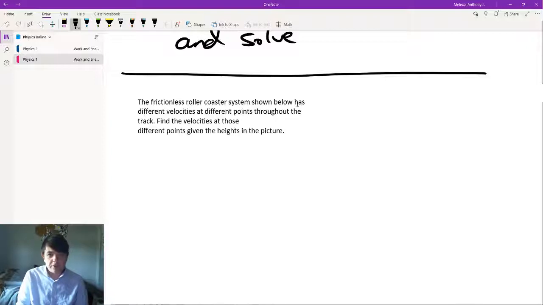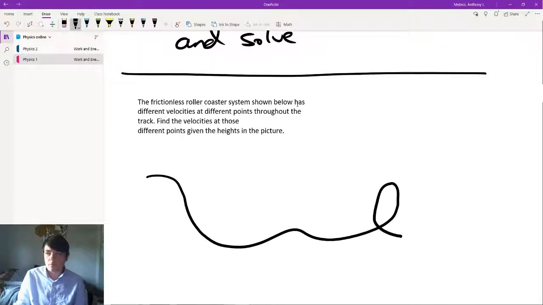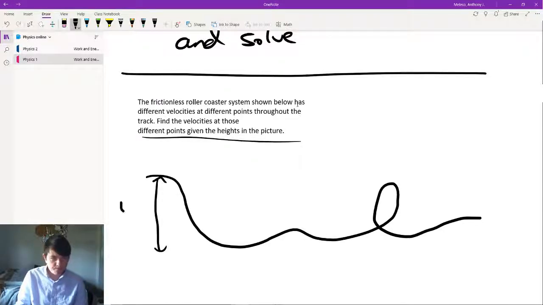So the frictionless roller coaster system shown below, let's go ahead and draw this. It has different velocities at different points throughout the track. Find the velocities at those different points, given the heights in the picture. Because I'm still drawing the problem for you, I'm just going to draw all the heights.